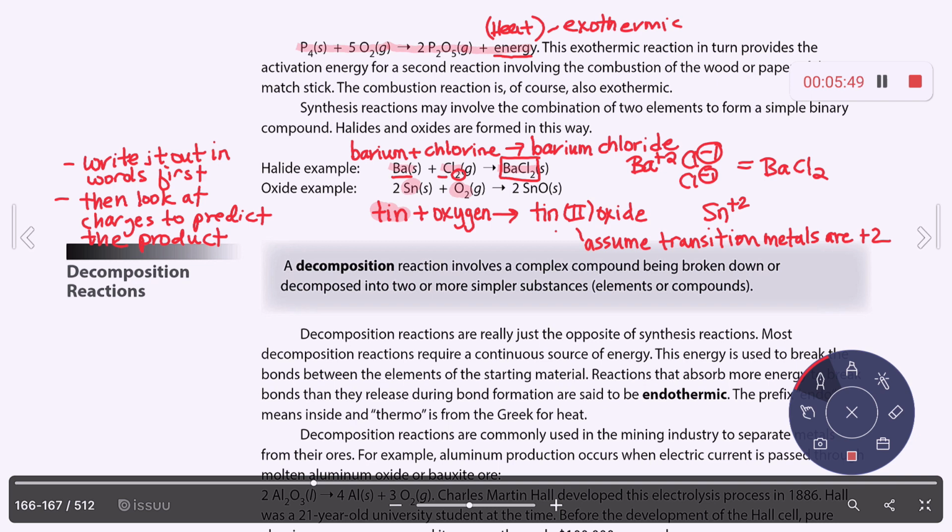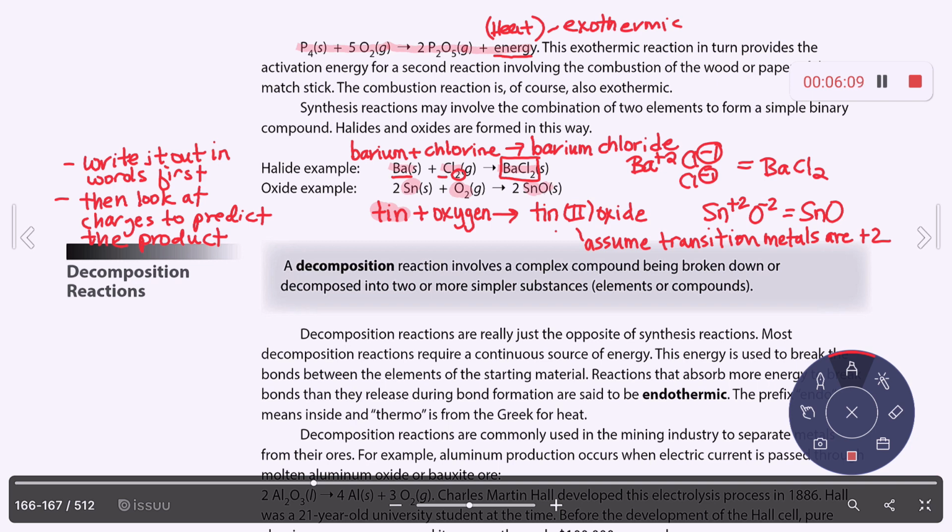What's the charge on oxygen typically? On the periodic table? -2. If I have a +2 and a -2, don't those already add up to 0? So that means my chemical formula would be SnO, and that's what we have. Then you would go back and balance it, and then you're done.